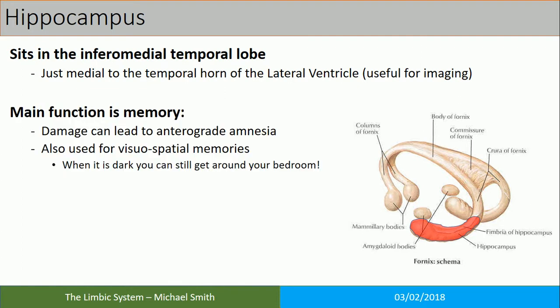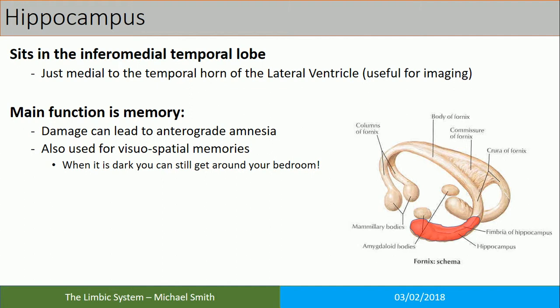The main function of the hippocampus is in memory. So damage to it, such as in Alzheimer's where you have this atrophy, can lead to anterograde amnesia, which is a common symptom. So this means that you are unable to remember new events but have some memory of past events. And although you do lose some of this in Alzheimer's, memories of when the person was younger are generally a lot stronger than recently acquired memories.